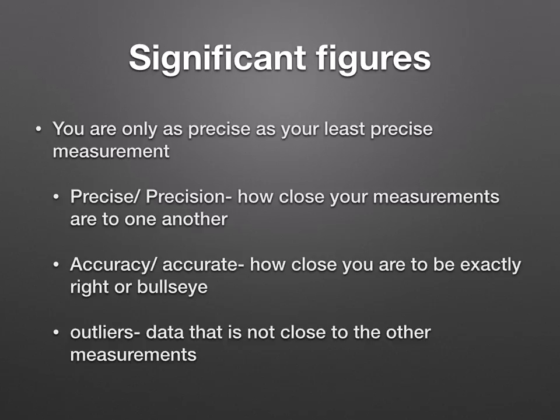Precise and precision are two words that I expect you to know. They are related to one another. It basically means how close your measurements are to one another. You want your measurements to be close within range. For example, if I was weighing something and I got 25.0, 24.8, and 25.2, those are all within range.